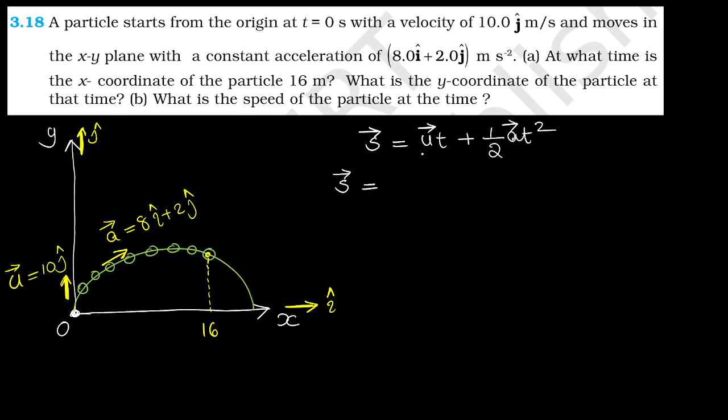U, what is U? U is the initial velocity, right? Is it given? Initial velocity U is given as 10j. So U can be written as 10j. Half into acceleration. Is it given? The body is moving with a fixed acceleration 8I plus 2j. So acceleration is given as 8I plus 2j. Simply substitute the values. Okay.